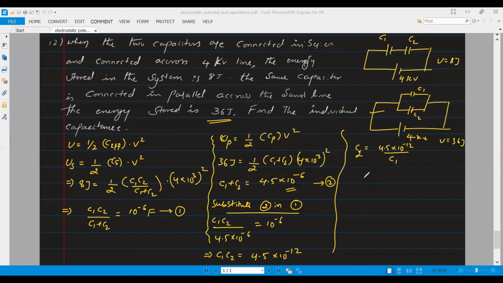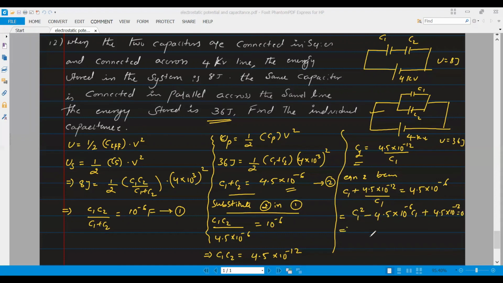If you put this C2 value in equation number 2, equation 2 becomes C1 plus 4.5 into 10 to the power of minus 12 divided by C1 is equal to 4.5 into 10 to the power of minus 6. Okay, this is a quadratic equation. If you simplify this, you are going to get the quadratic equation C1 square minus 4.5 into 10 to the power of minus 6 C1 plus 4.5 into 10 to the power of minus 12 is equal to 0.